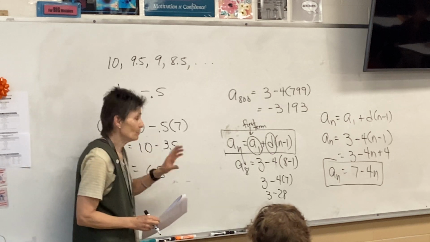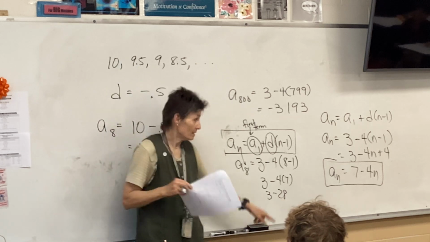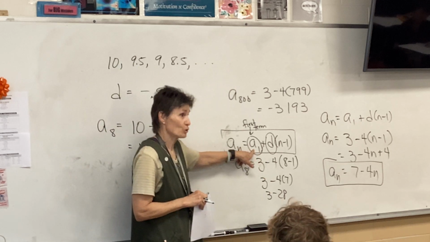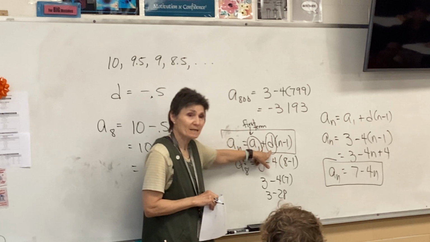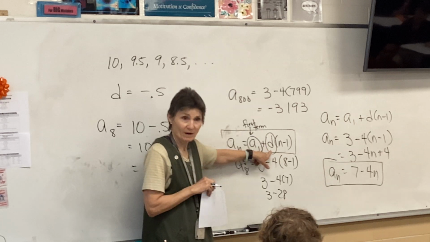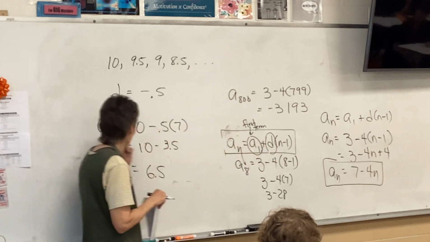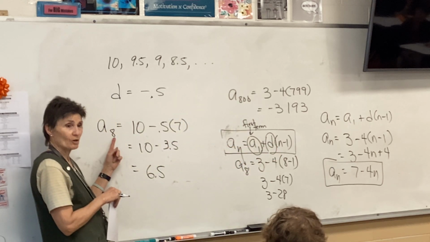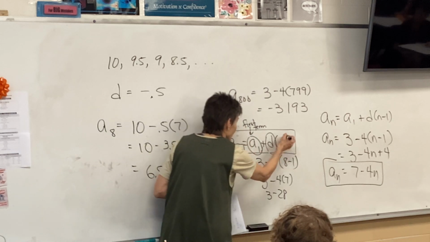So what did I do? I put 10 right here because 10 is the first term. I put negative 0.5 here because negative 0.5 is my difference. And I put 8 here because I am finding the 8th term. This n and this n are the same.